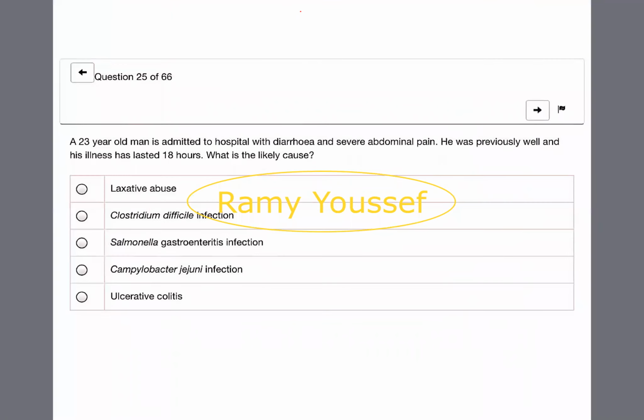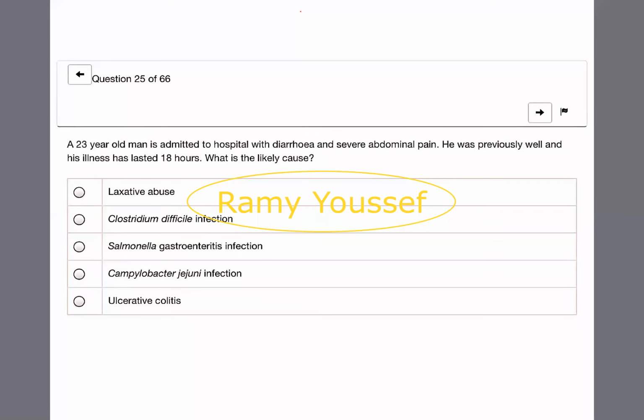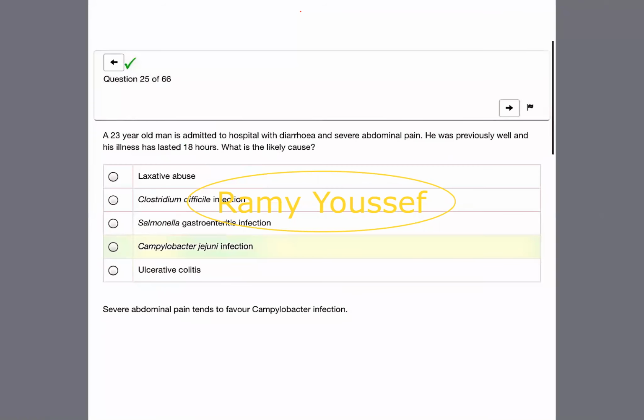Okay, next question. A 23-year-old man is admitted to hospital with diarrhea and severe abdominal pain. He was previously well and his illness has lasted 18 hours. What is the likely cause? A. Laxative abuse. B. Clostridium difficile infection. C. Salmonella gastroenteritis. D. Campylobacter jejuni infection. E. Ulcerative colitis. Previously well, lasted 18 hours. It's probably an infection. Clostridium, B. Okay, no, it's Campylobacter.